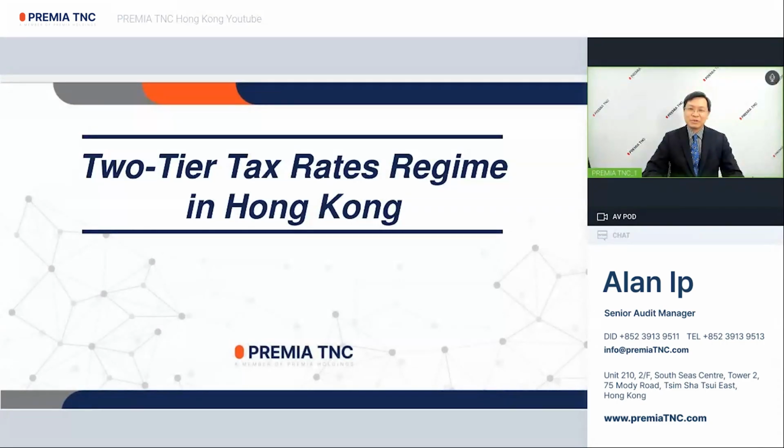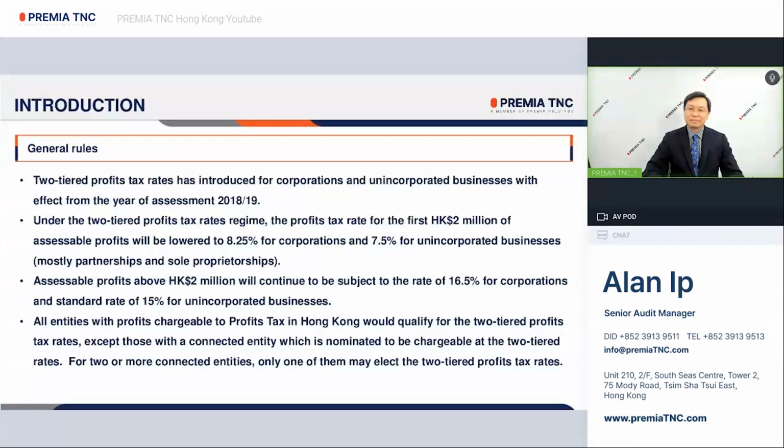Today, I would like to introduce the two-tier tax rate regime in Hong Kong. The standard profit tax rate in Hong Kong is 16.5% for corporations and 15% for unincorporated businesses. On the other hand, a two-tier profit tax rate has been introduced for corporations and unincorporated businesses with effect from the year of assessment 2018/19.